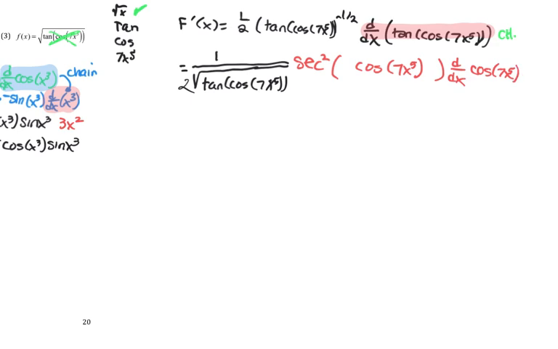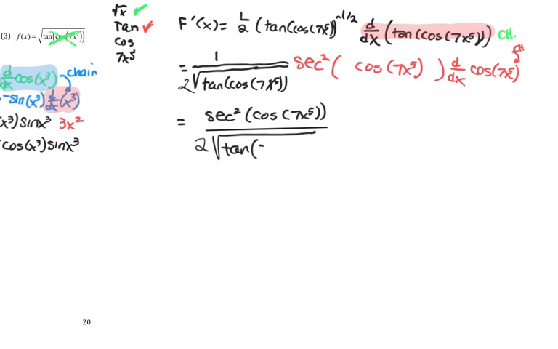Okay, so what have I done now? I have differentiated the tangent function. That's how I got that secant squared. And I had applied the chain rule there. Okay, so I've got secant squared of the cosine. It's a lot of writing, isn't it? 7x to the fifth. Got that. Over the square root of the tangent of the cosine of 7x to the fifth.